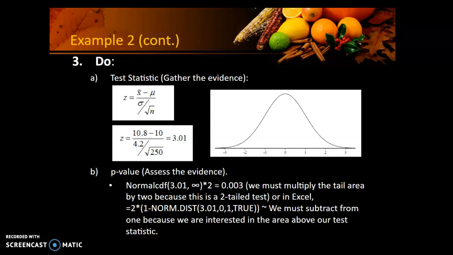In Excel, if you were doing this yourself, you'd have to do norm.dist of 3.01 and lower, and since we have "and higher" here, we'd have to subtract that from 1. But then again, because it's a two-tailed test, we'd have to multiply the area in that one tail by 2 to get the area in both tails. But let's use our spreadsheet.